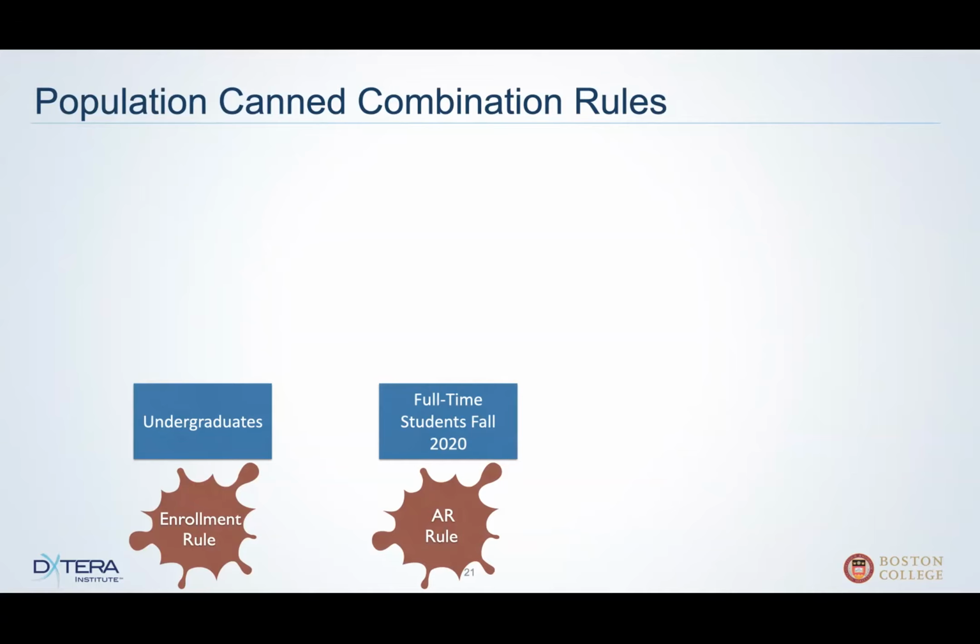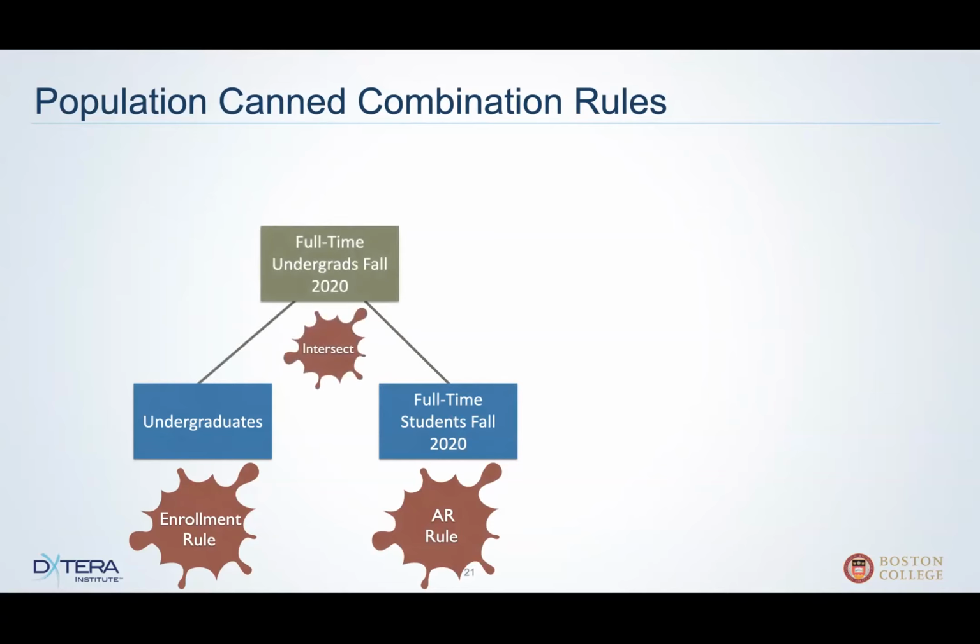And here's where a canned rule comes in. I want to know all full-time students who are undergraduates. But because I have the other two populations defined, I can create that third population and select, give me the intersection between these two other populations, and use that to evaluate your questions. And so intersection is one of the canned rules we have in there, and we have some of the other set operations like union as well.